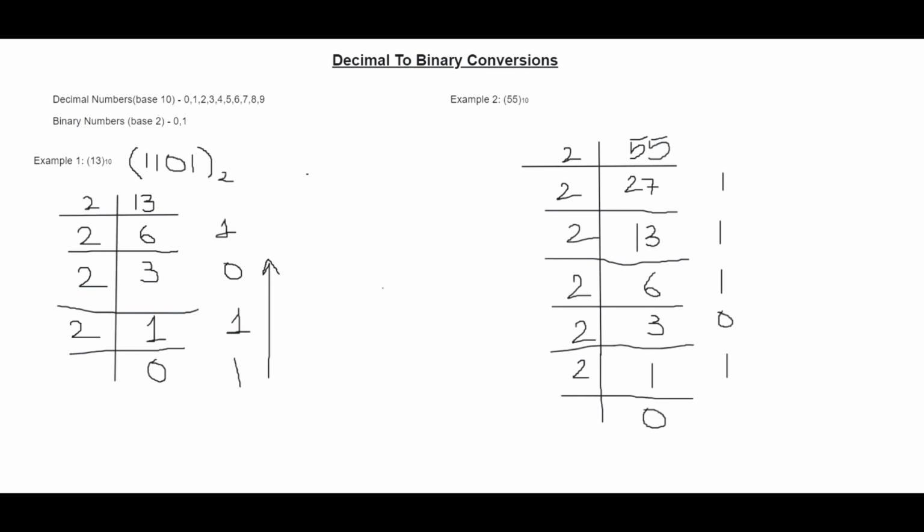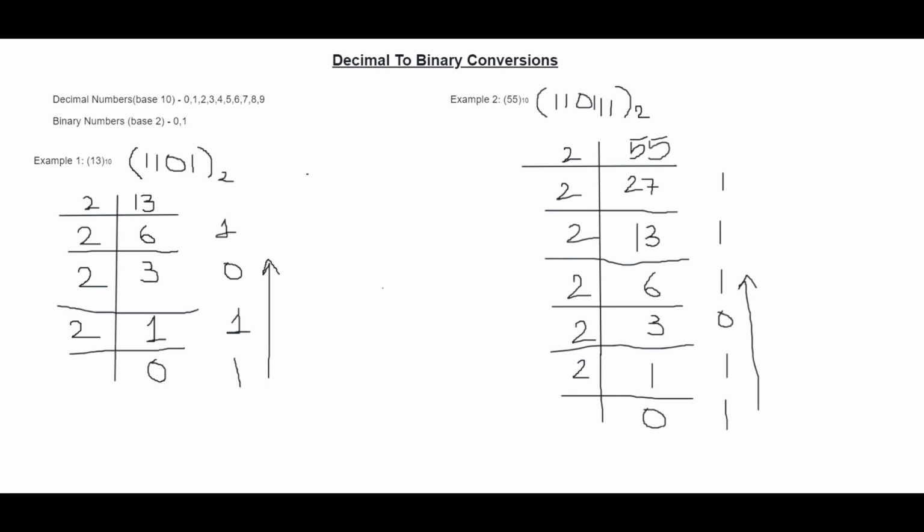The remainders are 1, 1, 1, 0, 1, and 1. So the binary equivalent of 55 is 110111. In this tutorial, you learned how to convert decimal numbers to binary using a step-by-step guide and 2 examples.